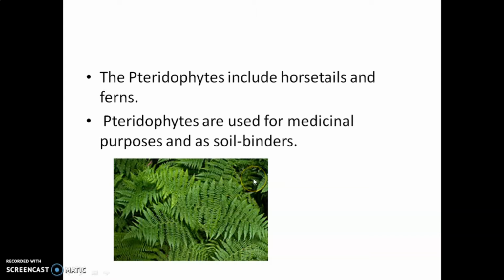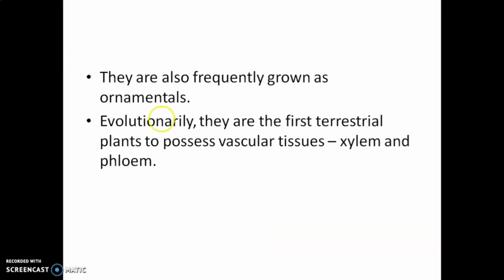They are used for medicinal purposes and as soil binders. They are also frequently grown as ornamentals. We use these plants for ornamental purposes. And children, evolutionarily, they are the first terrestrial plants to possess vascular tissues.